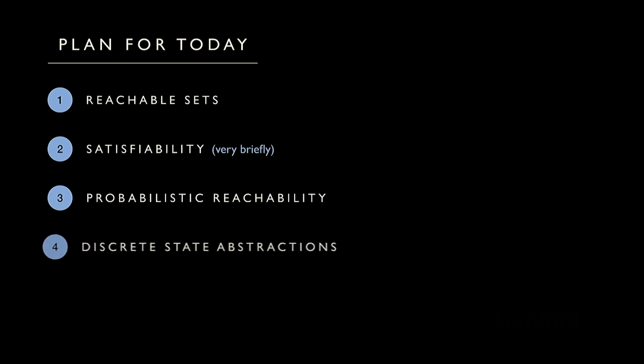So with all of that, we can do lots of different types of analysis. One type is just computing reachable sets from this. Another thing we'll talk about is satisfiability, but super briefly. And then we'll talk about probabilistic reachability, which is kind of cool, something that we haven't done in the other reachability chapters. And then you might be thinking, oh, I'm going to tune out this whole lecture because I only care about continuous systems. Please don't. You can convert continuous systems into discrete systems using something called a discrete state abstraction. So we'll talk about that.